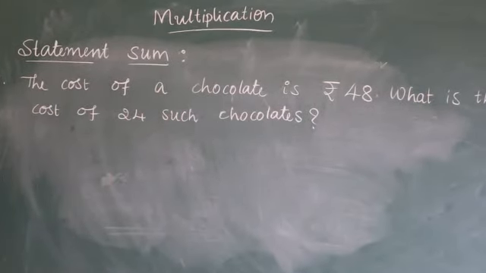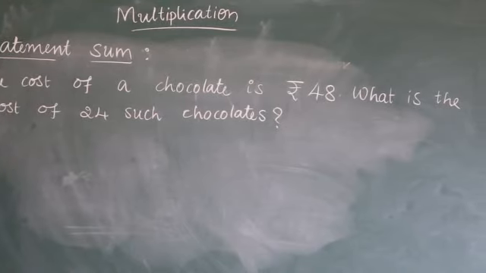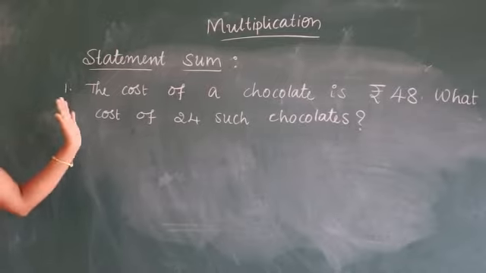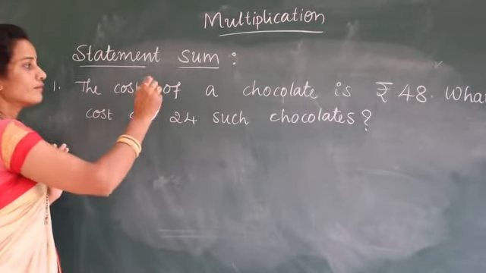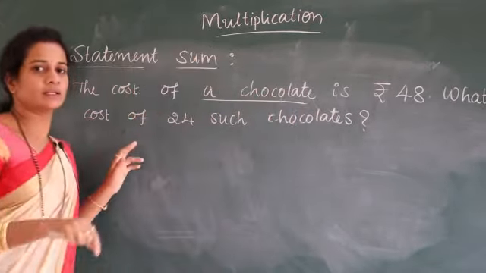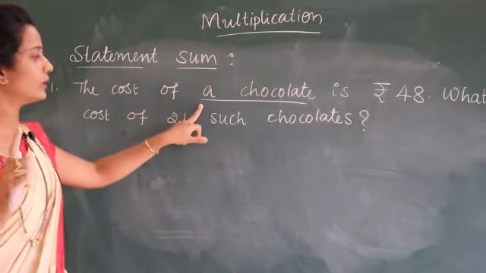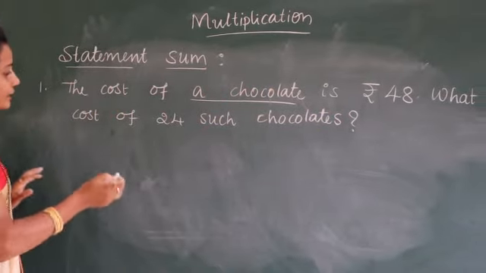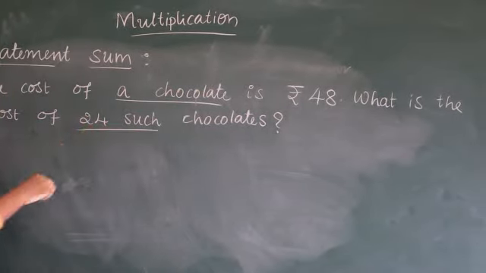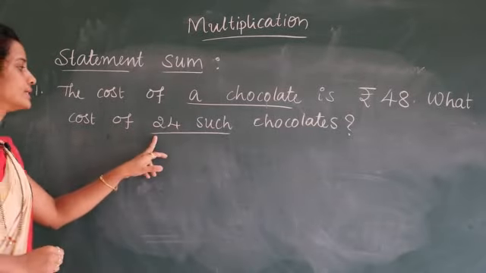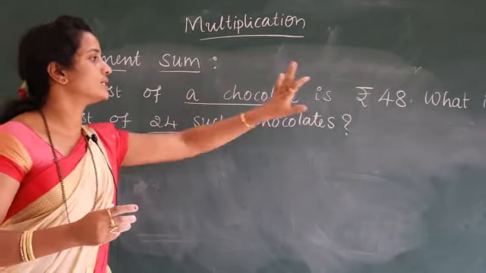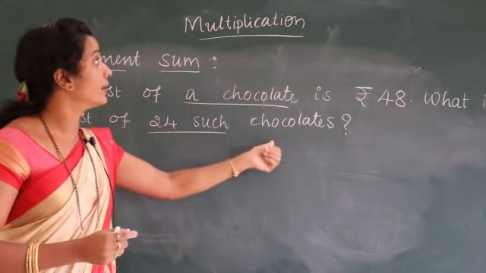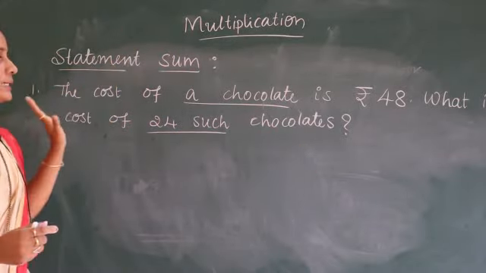So please note, in addition you know the keywords, in subtraction you know the keywords. Then what about multiplication? Please note, the cost of a single object will be given in the question. The cost of one object will be given, and they will ask you to find out the cost of many. If it is more than one, then it is called many. So single object cost is given, many objects cost you have to find out. By the time, you have to follow multiplication.